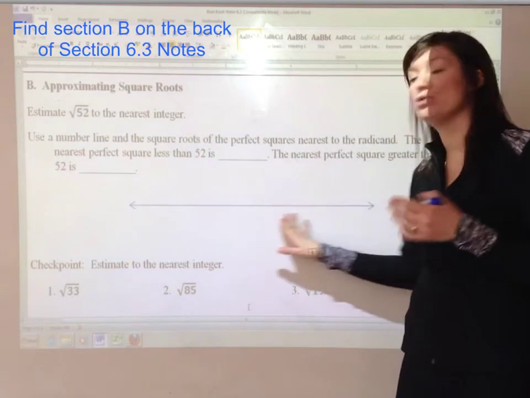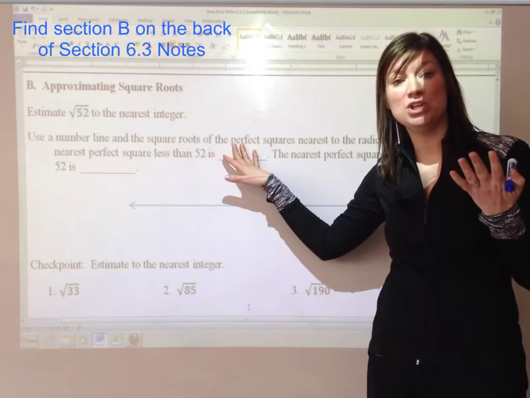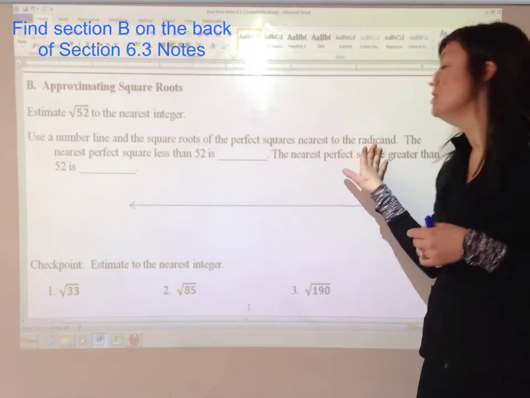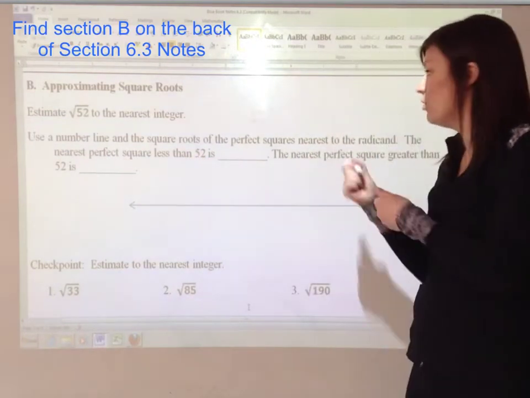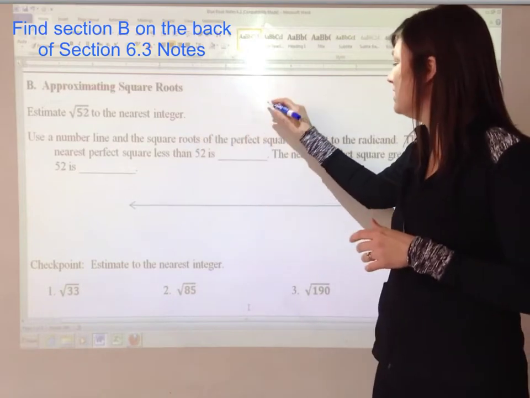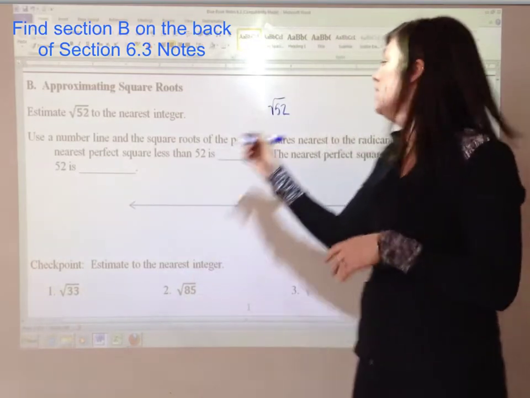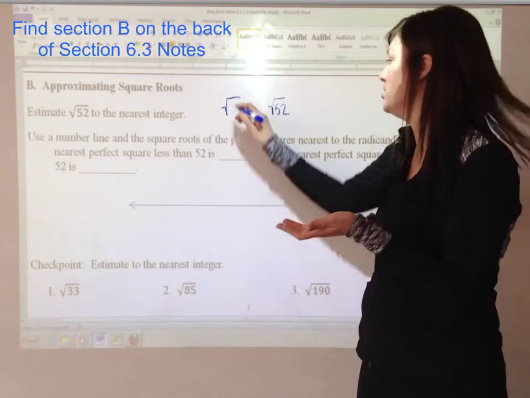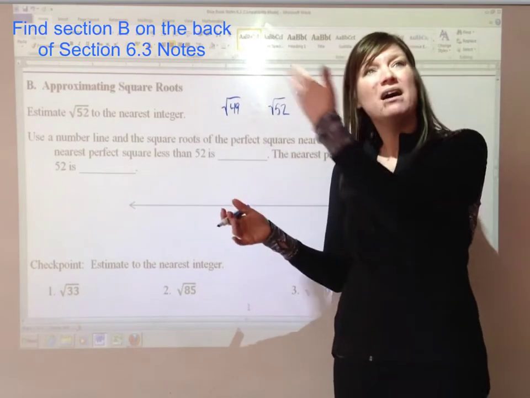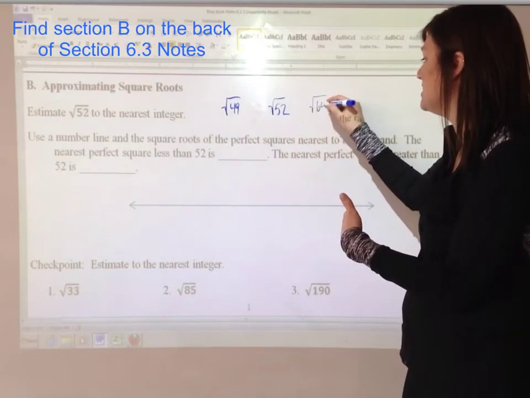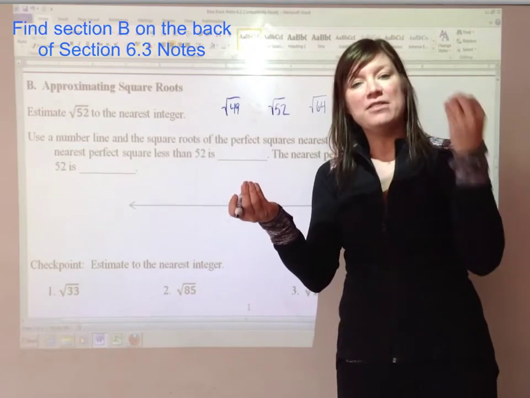So I just drew a blank number line for you to use to place the square roots of the perfect squares that we should know to the nearest radicand. Then we're going to place that 52 between there. So what is 52 close to? So we have the radical of 52. We know that 52 is not a perfect square, but what two perfect squares is it between? And a little bit less than 52 is 49. And the radical of 49 is a perfect square. And the one above that, if you remember correctly, would be the radical of 64. So the radical of 52 is somewhere between the radical of 49 and the radical of 64.